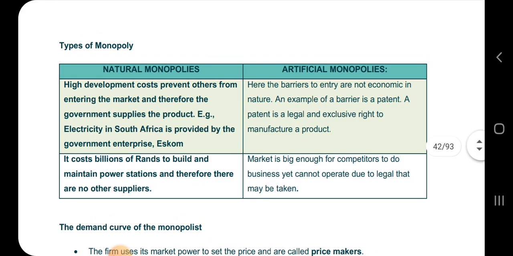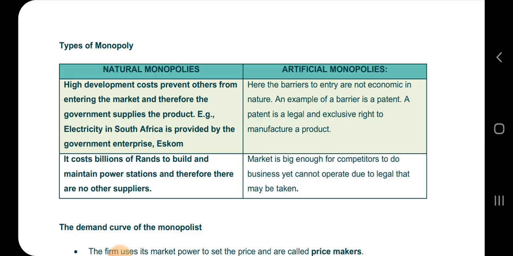So these are the types of monopoly. High development costs prevent others from entering the market, and therefore the government supplies the product. Electricity in South Africa is provided by the government enterprise Eskom. And then the artificial monopoly, where the barriers to entry are not economic in nature. An example of a barrier is a patent.